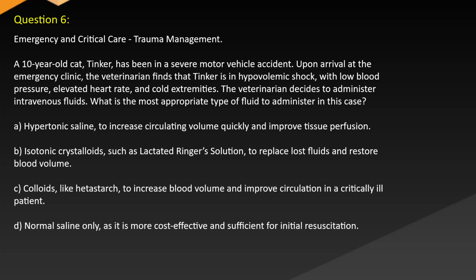A. Hypertonic saline to increase circulating volume quickly and improve tissue perfusion. B. Isotonic crystalloids, such as lactated Ringer's solution, to replace lost fluids and restore blood volume. C. Colloids, like Hetastarch, to increase blood volume and improve circulation in critically ill patients. D. Normal saline only, as it is more cost-effective and sufficient for initial resuscitation.